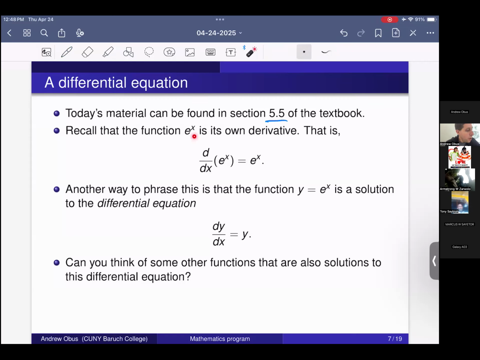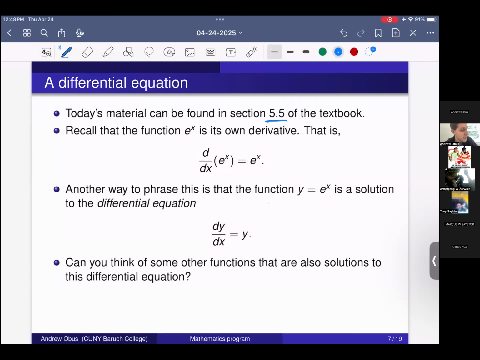Okay. So if you recall, the function e to the x is its own derivative. We showed this, that the derivative of e to the x is e to the x. And so another way of phrasing that is that the function y equals e to the x is a solution to the differential equation dy/dx equals y.